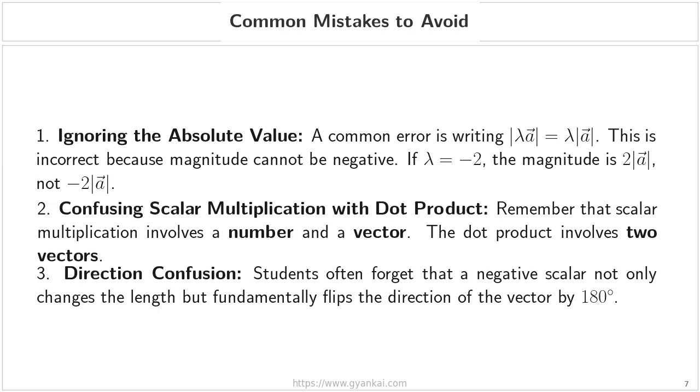Finally, watch out for direction confusion. When working with negative scalars, it is easy to focus only on the change in length and forget the impact on orientation. Remember, a negative scalar does more than just scale the magnitude. It fundamentally flips the direction of the vector by 180 degrees.